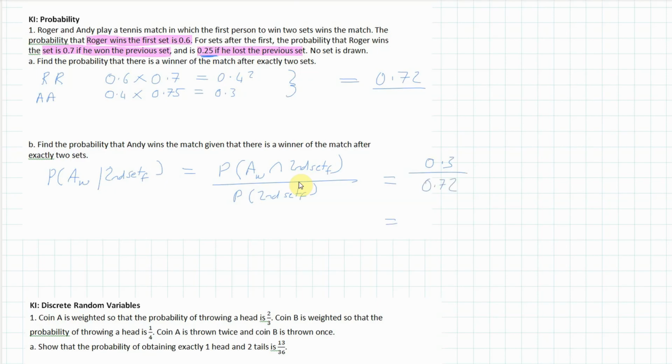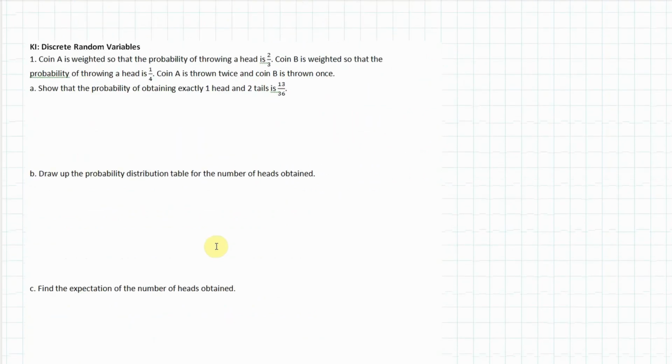So if we pop that into a calculator, what do we get? I'm getting 5/12 as my final answer. That was nice and easy, actually. We've done all the work in the previous question. Now we're moving on to the discrete random variables.